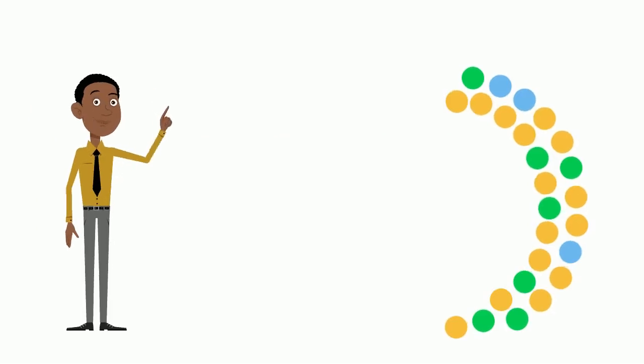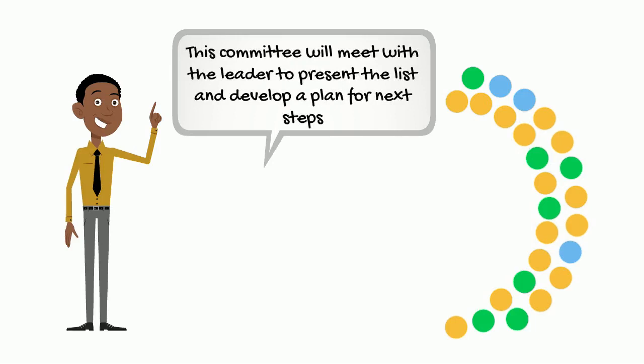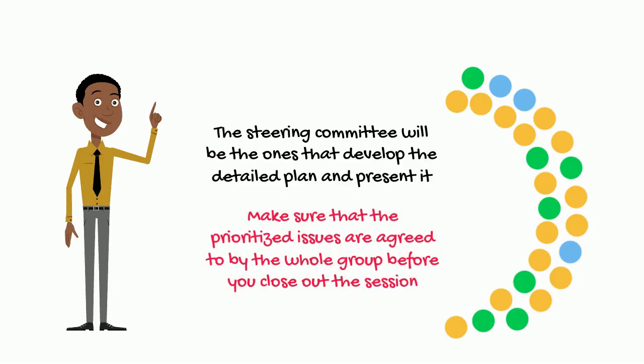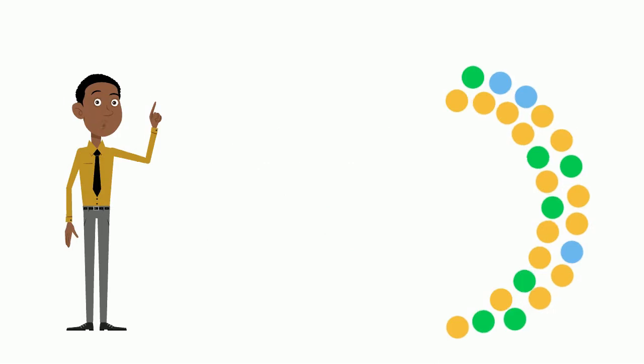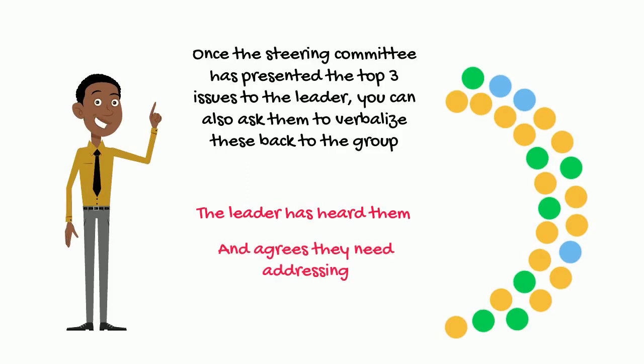A good way to do this is to select one person from each of the story groups to act as a steering committee and have them meet with the leader to present the list and develop a plan for next steps. The steering committee will be the ones that develop the detailed plan and present it, but make sure that the prioritized issues are agreed to by the whole group before you close out the session. Once the steering committee has presented the top 3 issues to the leader, you can also ask them to verbalize the issues back to the group so they know the leader has heard them as they were intended and agrees they need addressing.